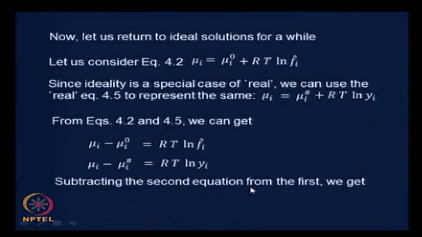If you subtract equation 2 from equation 1, you would get mu I hash, because the mu I cancels, therefore mu I hash minus mu I naught equals RT ln yi minus RT ln Fi hat. So ln A minus ln B equals ln of A by B, therefore this becomes RT ln Fi hat by yi. Same equation here.